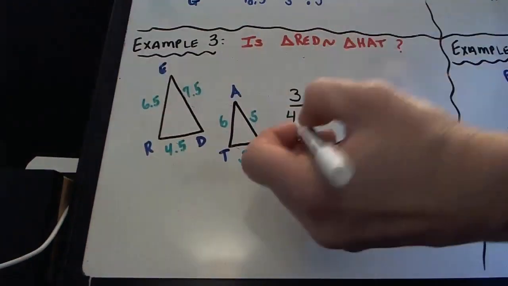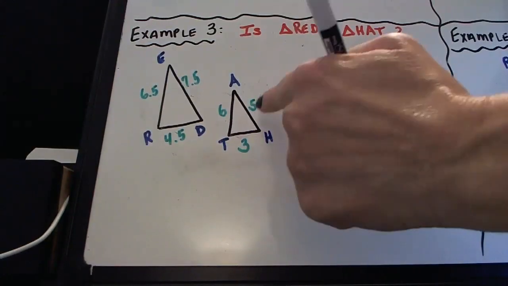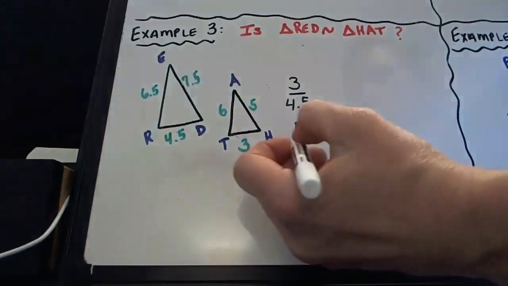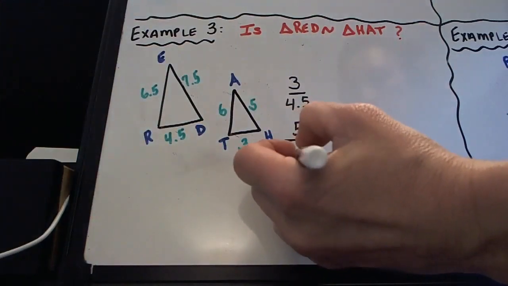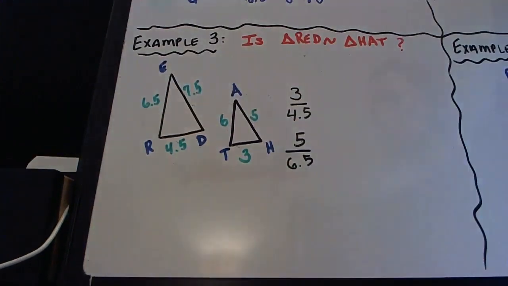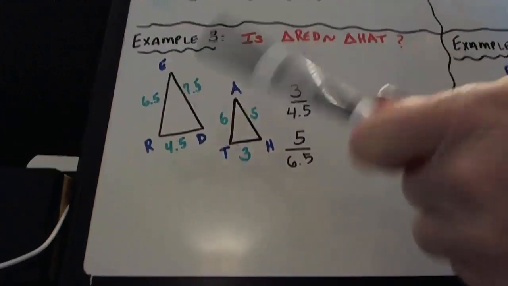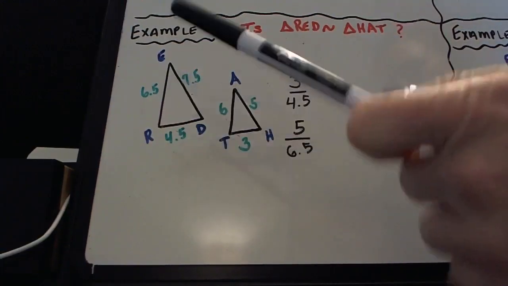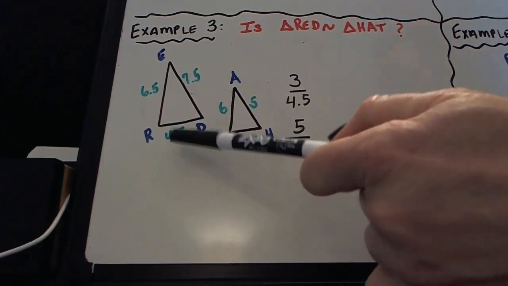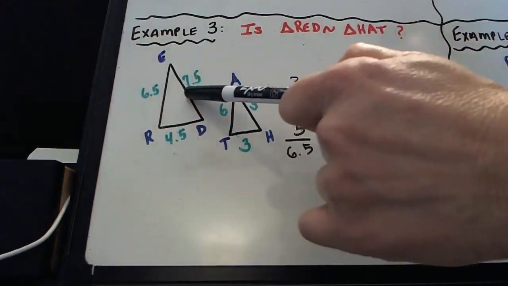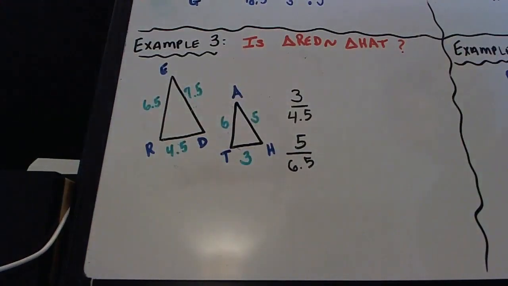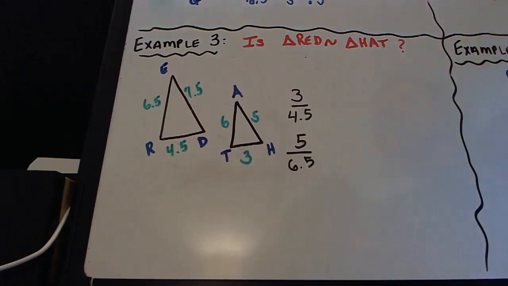As medium side is 5 over here, to medium side over here, which is 6.5. Okay, and you got to be careful because that's a common error that I see sometimes where students, just because the triangles are drawn this way, are going to say 3 is to 4.5 as 5 is to 7.5, but that is in fact not true. That's not the way you want to set it up.